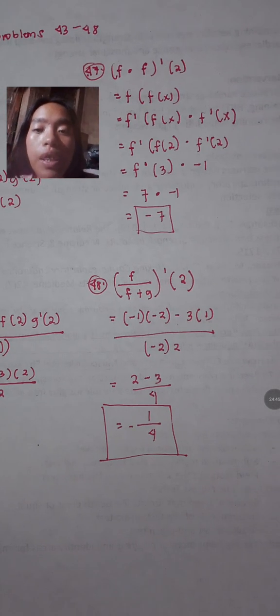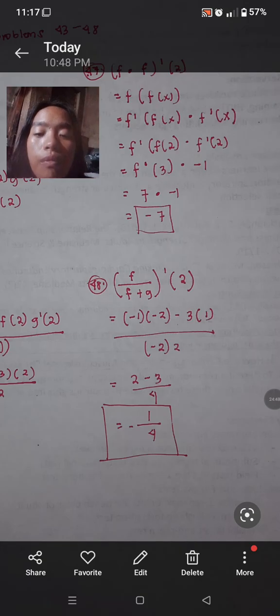So number 48, the quantity of f over f plus g prime of 2. So that would be equal to, substituting the values, negative 1 times negative 2 minus 3 times 1, all over negative 2 times 2 squared. So that is 2 minus 3 over 4. So that is negative 1/4.